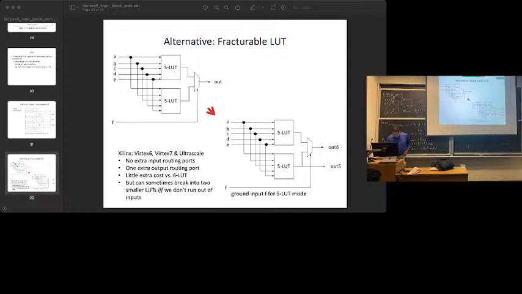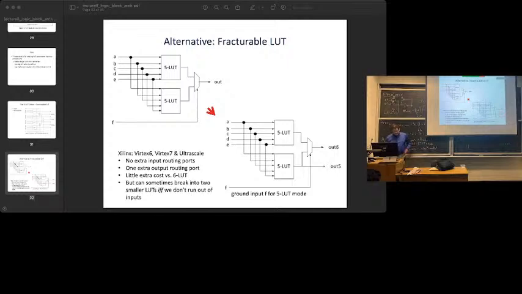And if we want to use this in 6 LUT mode, then this output will be unused. If we want to use it in 5 LUT mode, then we basically just ground this. And normally with the programmable routing, you can connect things to ground as well. If you ground this signal, then this top 5 LUT will come out here, and the bottom 5 LUT will come out here. So this can be used as 2 5 LUTs or 1 6 LUT, and the only cost was this extra output routing port, which isn't 0, but it's not catastrophic.